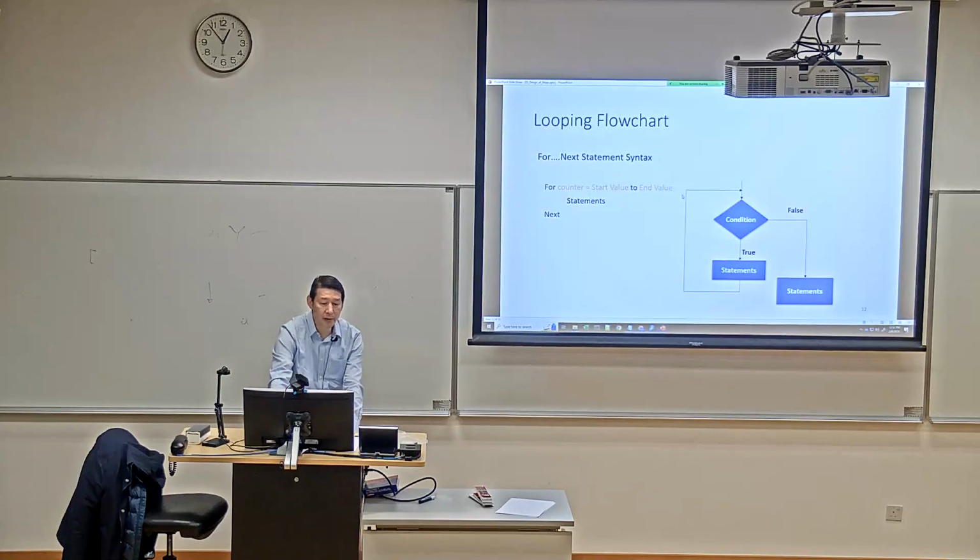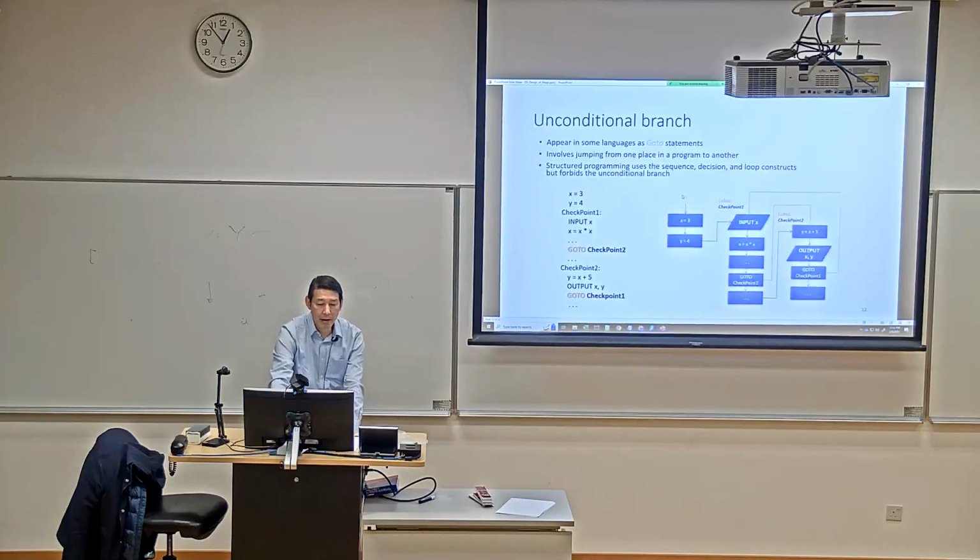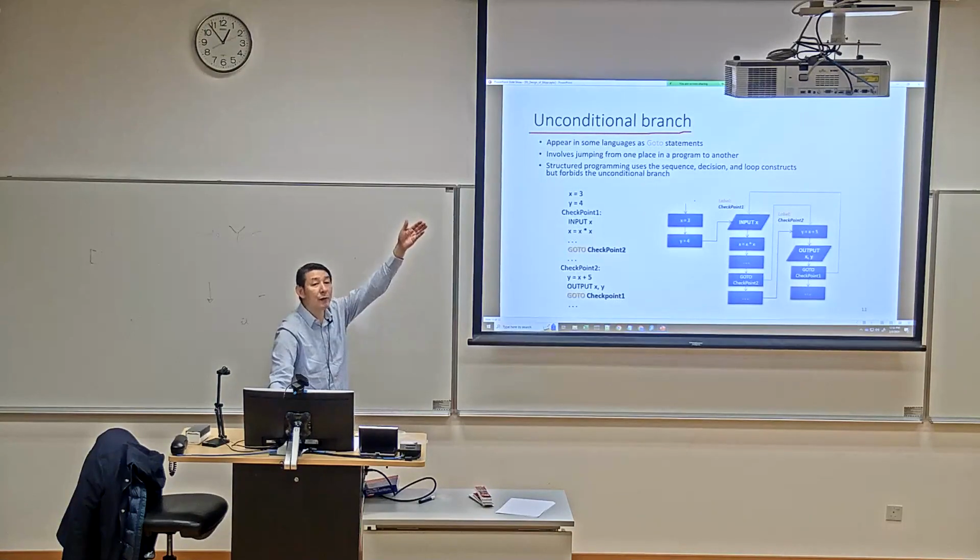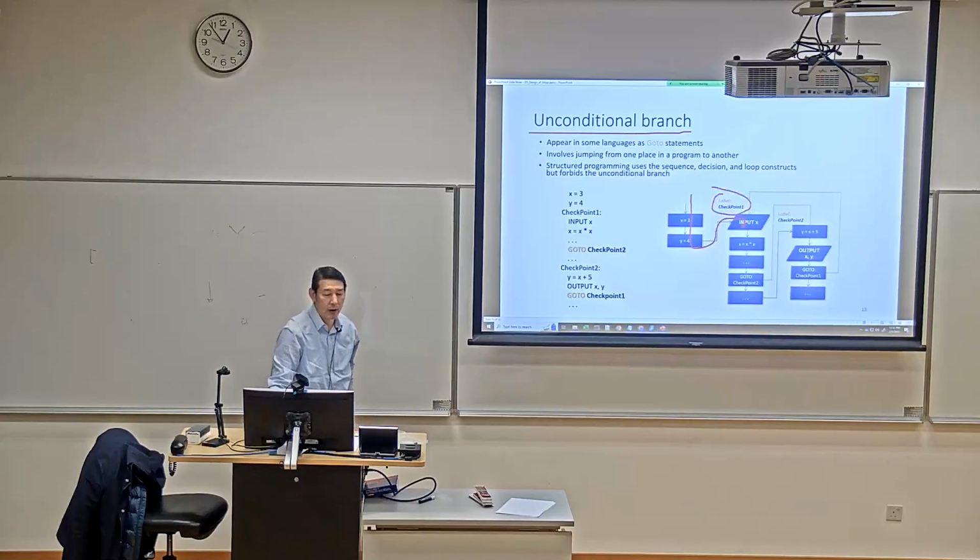Looping mechanisms, and this is the unconditional branch. So what does it mean? Take a look at this program. The program will follow the flow. It goes like this, and at this point we have a label, a checkpoint.